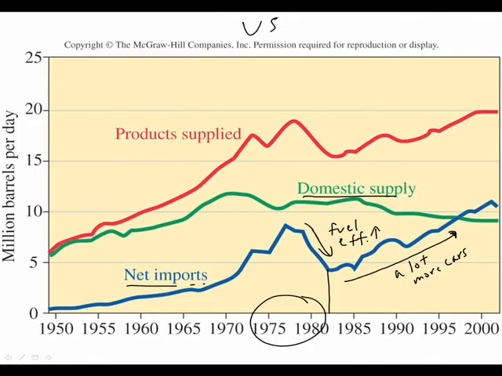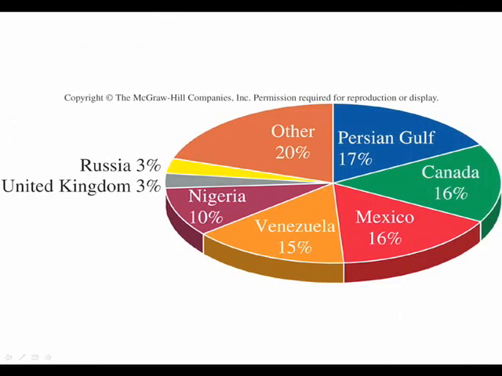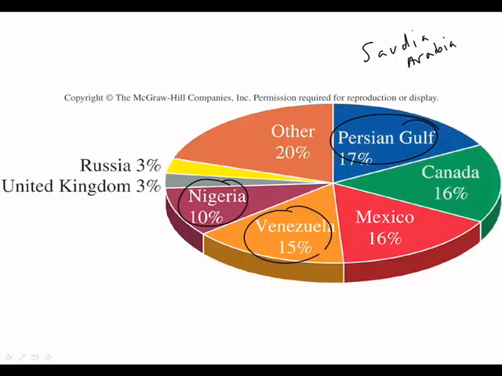Where do we get it from? Well, a lot of places we get it from are not very friendly to the U.S. Right? Well, Saudi Arabia is by far the largest supplier, and that's why you see a lot of interaction between the United States government and the Persian kings. I guess the Saudi Arabian kings, I'm sorry.